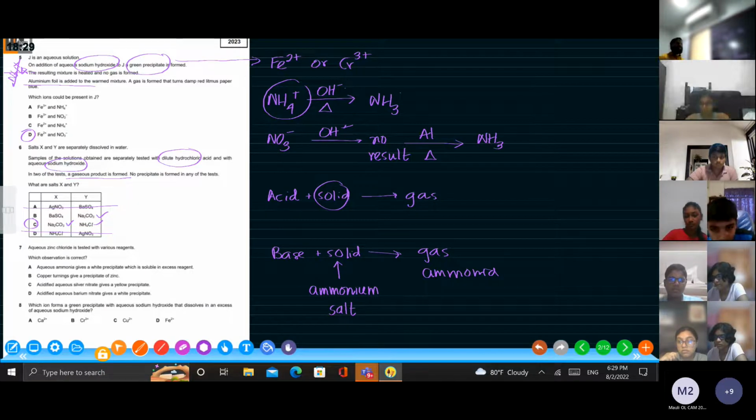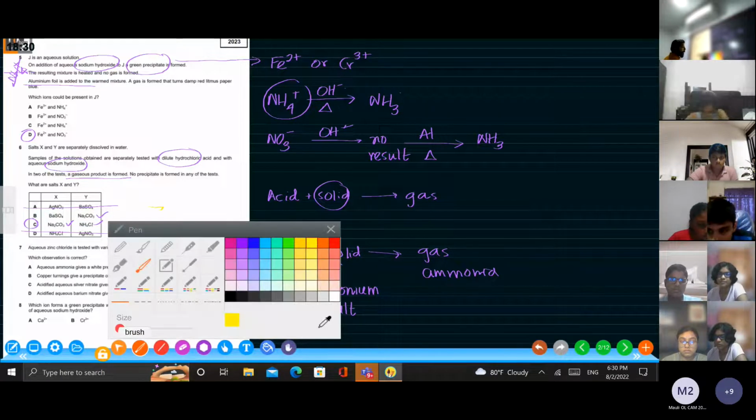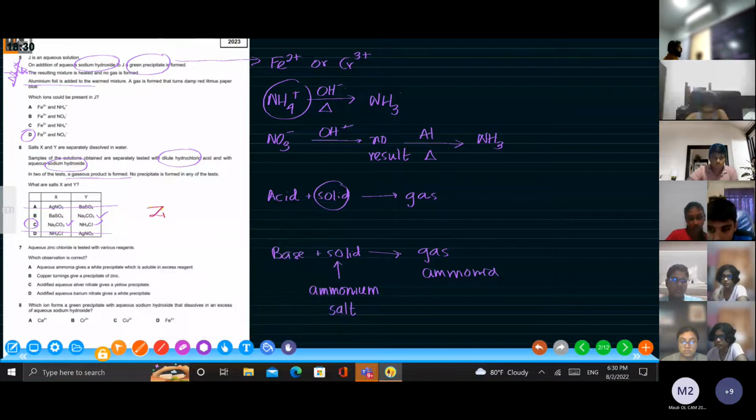Right? Okay. Right, let's say aqueous zinc chloride is tested with various reagents. Zinc chloride. And now remember when they say zinc chloride, there are two ions. Don't forget that, zinc 2+ ion and chloride ion. I don't know whether they are asking to test for both. We'll see. Aqueous ammonia gives white precipitate which is soluble in excess reagent.